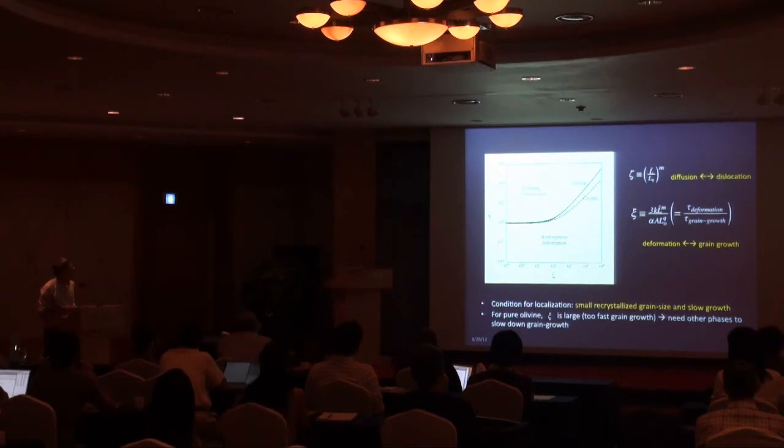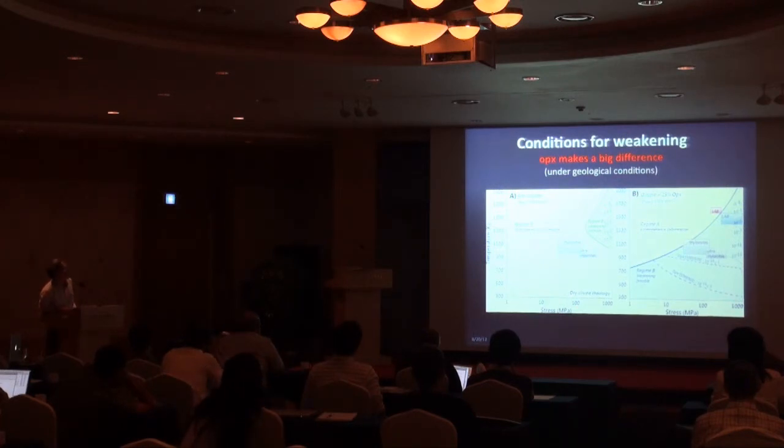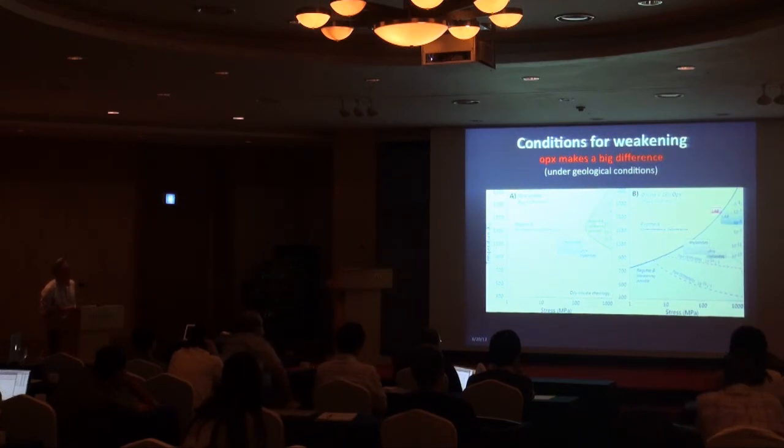So we can translate this diagram into temperature and stress space using some experimentally observed parameters. If you do that, this is the end result, a translation of that diagram into temperature and stress space. Color doesn't show up very well, but the main point is that for pure olivine, the domain in which shear localization occurs turns out to be very narrow. The main reason is that for pure olivine, grain growth is so fast.